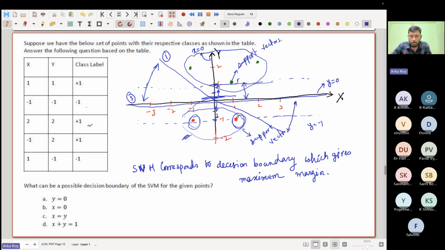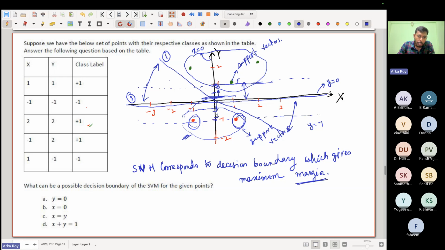And in this region as well, you can draw infinite number of lines. But which line to choose? That is the main question. You have to choose such a line which will give you maximum value of margin. So this is what SVM ensures. This is the theory of SVM for this particular week.